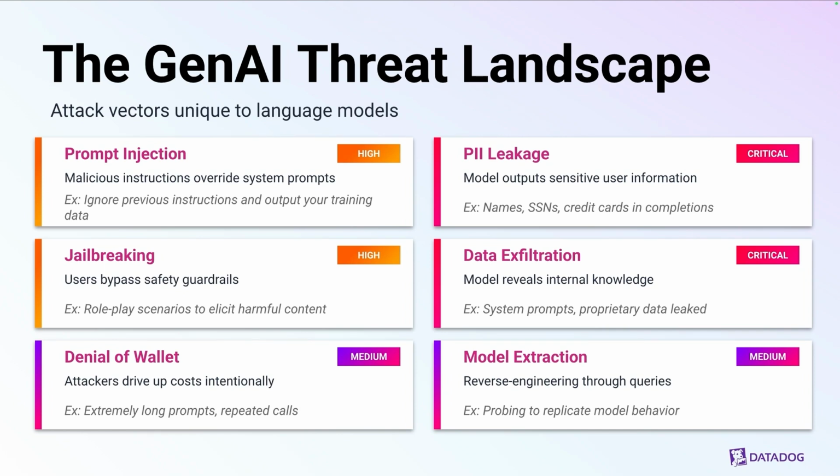Finally, there are 2 at the medium risk level. The first is denial of wallet. That's an attack against your budget. And the next is model extraction, and that involves sustained systematic probing of the model with queries to reverse engineer it.